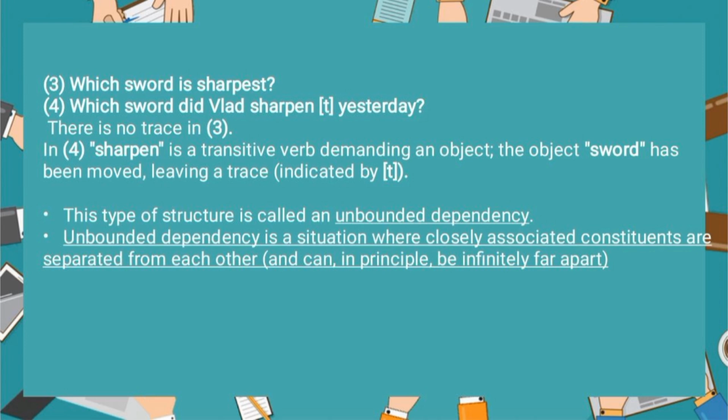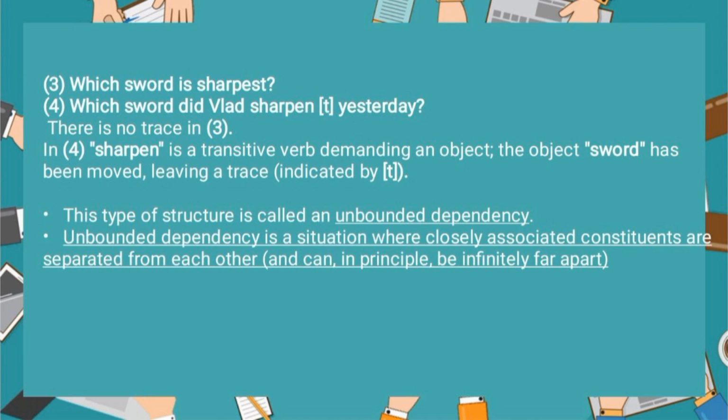There is no trace in number 3. In number 4, sharpen is a transitive verb demanding an object. The object sword has been moved, leaving a trace indicated by T. This type of structure is called an unbounded dependency.